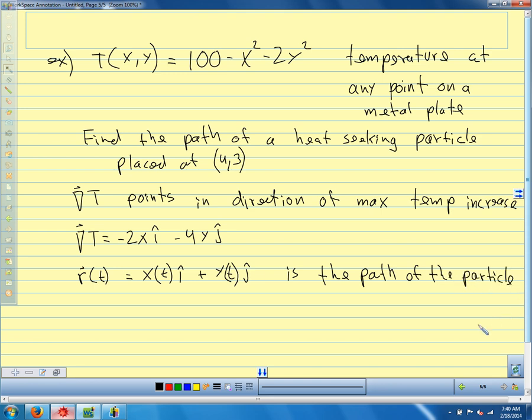So there's the path of our particle. What is another vector that is also going to point in the direction that this heat-seeking particle is moving? If our position vector is r of t, what vector points in the direction that our particle is moving as it moves through space?